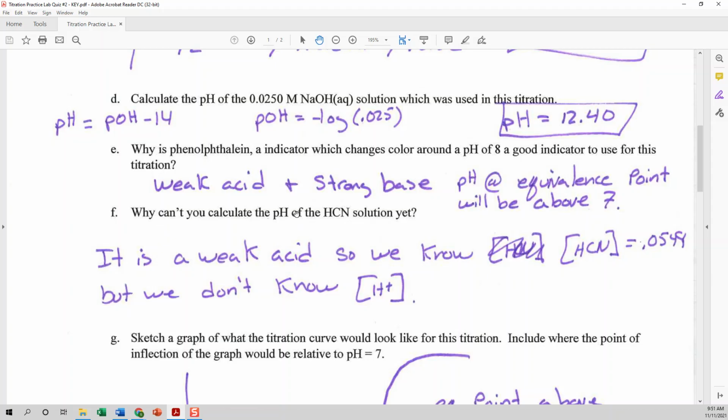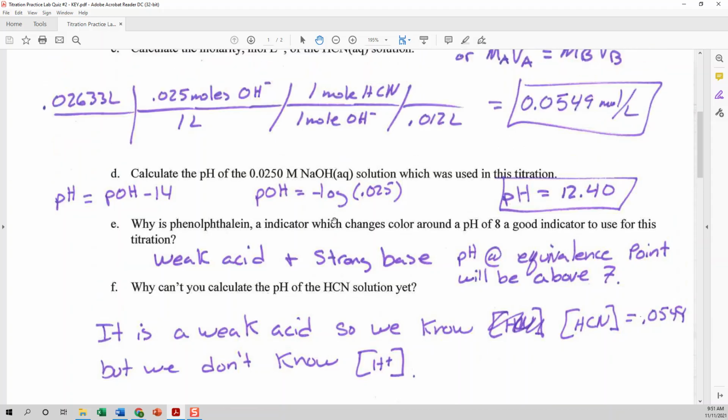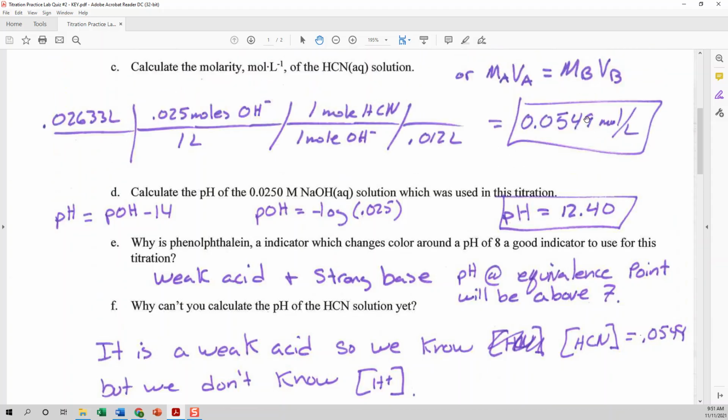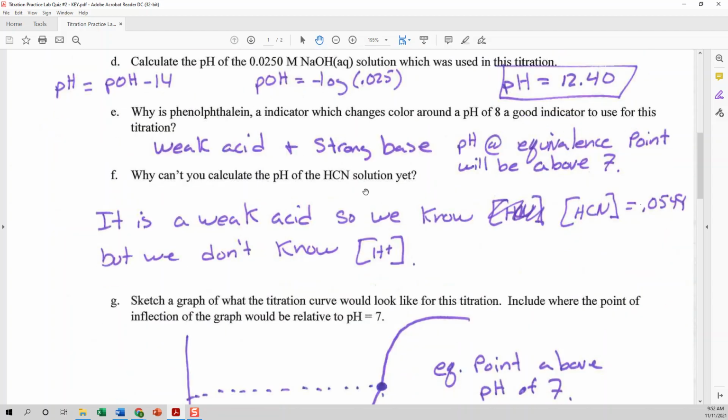But the reason why we can't calculate the pH of HCN right now is because it's not a strong acid. So if this was HCl, we could calculate the pH of the solution because we calculated the molarity of the solution. And if it was a strong acid, the molarity of the acid solution is the molarity of H+. So if HCN were a strong acid, all we would have to do is take the negative log of our answer from part C, and that would give us our pH, because the molarity of the acid is the molarity of H+ when you're dealing with a strong acid. But we're not, it's a weak acid.